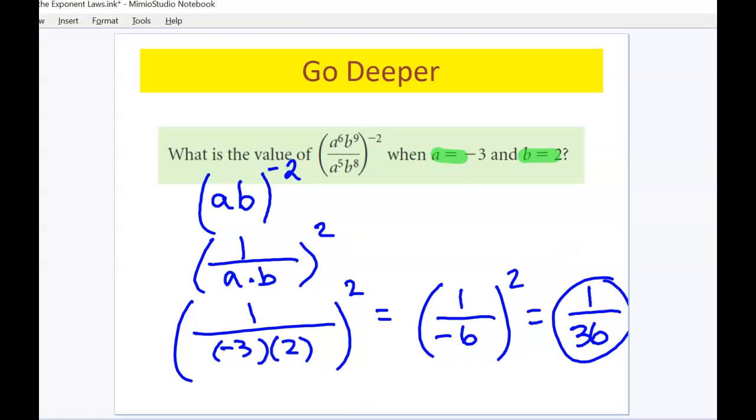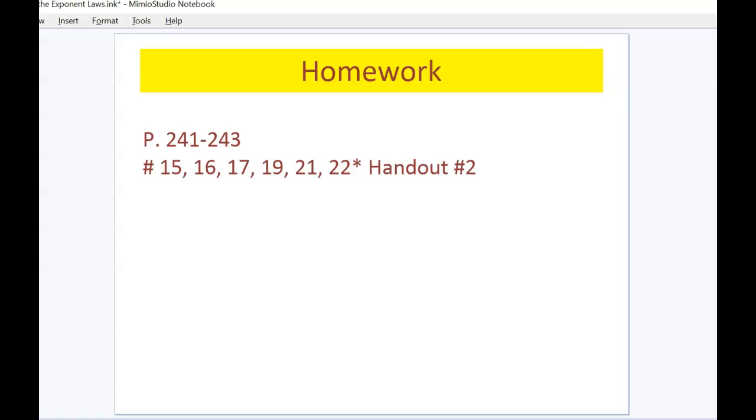Okay, that concludes section 4.6 and chapter 4. So there is your assignment from your textbook, and there's also another handout I have for you. So again, give those a try, and if you have any questions, check the answers on the website.